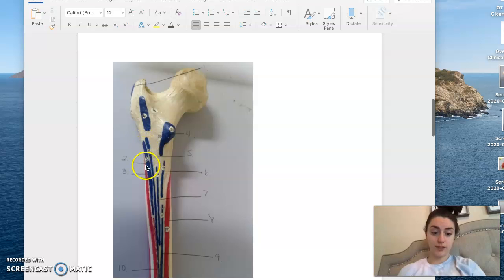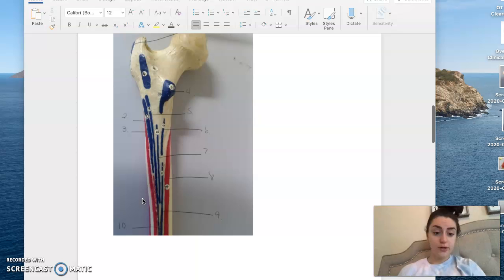Number two is the insertion of the gluteus maximus. Number three is the origin of the vastus lateralis. Number 4 is the insertion of the iliopsoas. Number 5 is the insertion of the adductor magnus. Number 6 is the insertion of the pectineus. Number 7 is the insertion of the adductor brevis.